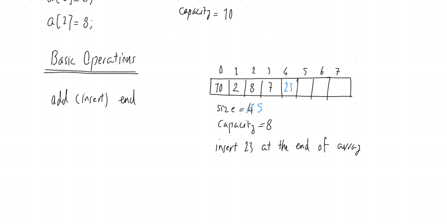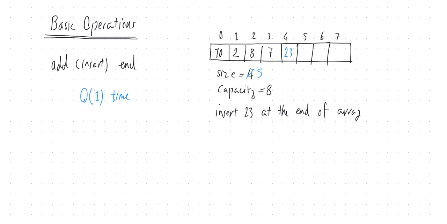Now, in terms of the time, you realize that because of random access, I can directly go here and write there, constant time, and updating the value of size, constant time as well. Again, constant means it doesn't matter how small or large the array is. So overall, it will be constant time. Big O of 1 time for adding something to the end of it, if there is room for it. If there isn't, we have two options, but we'll talk about that later.